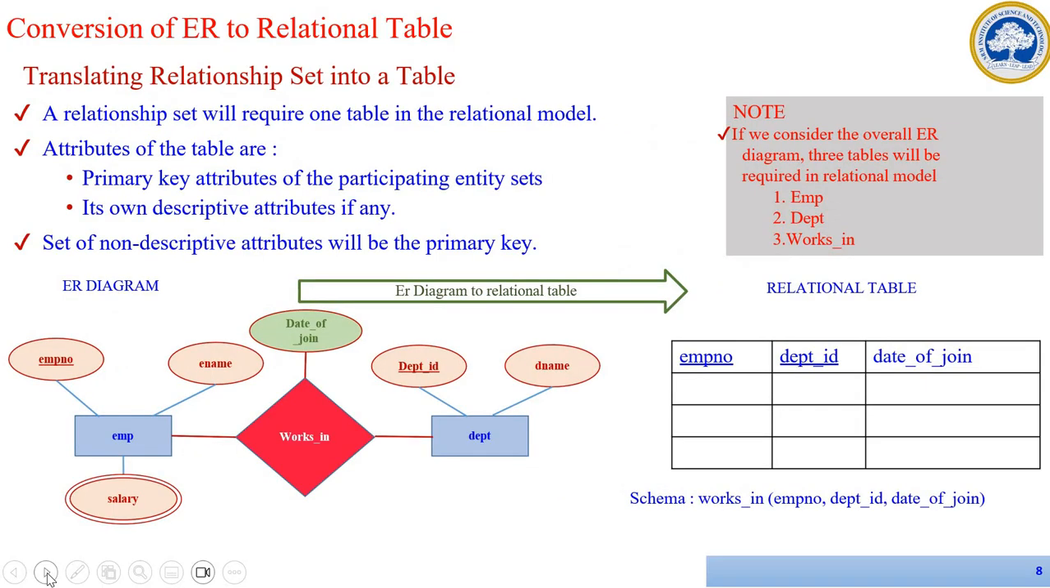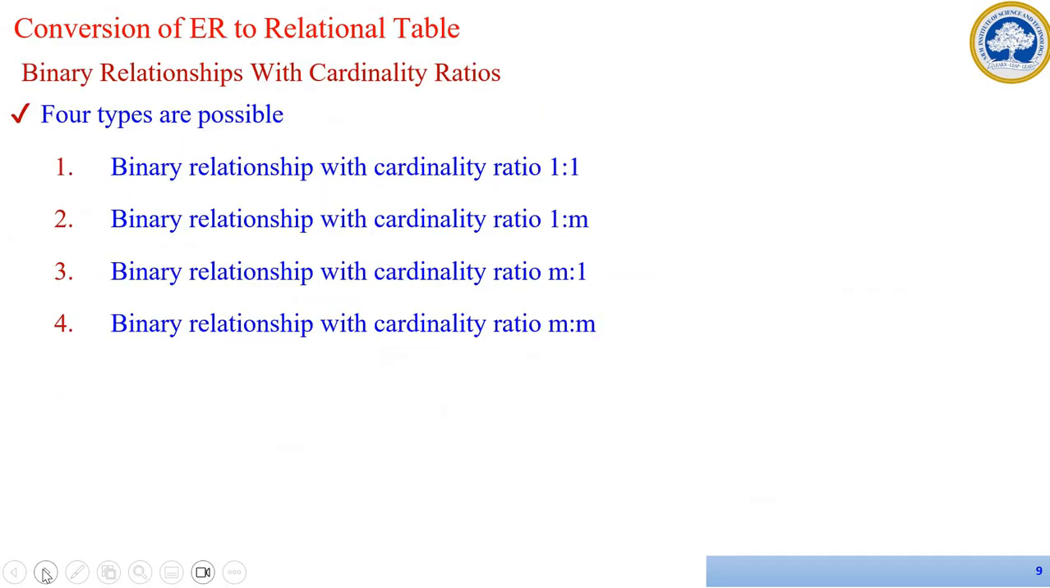And translating the relationship set into a table: here we have the employee, works in, and the department. Here the department ID, employee number, department ID and date of join. So here the schema, works in, with employee number, department ID and date of join, can be represented. So this is how we can translate a relationship set into a table.